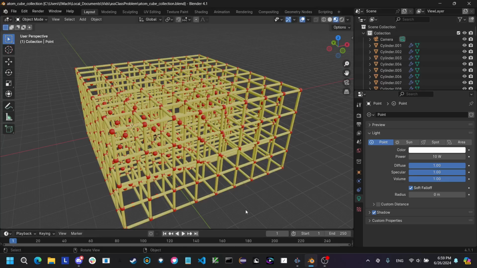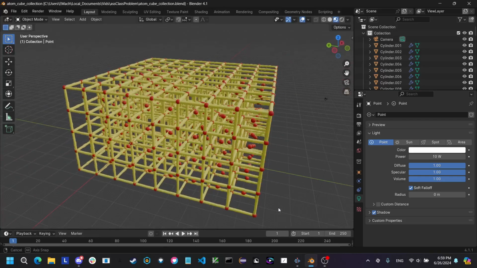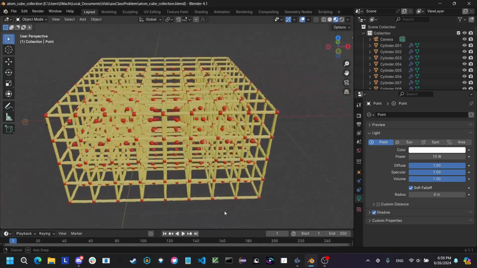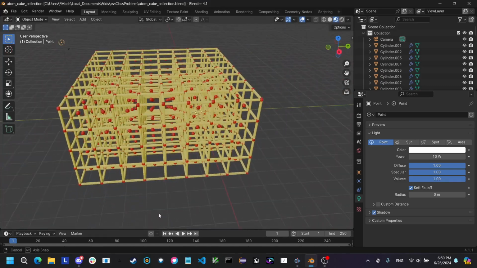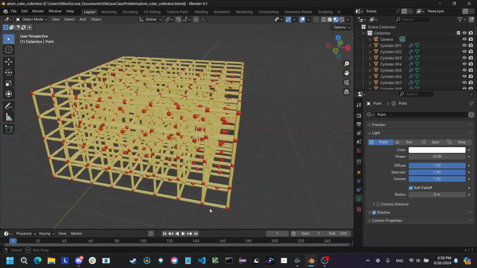Yeah, if you want to read that, you can go back and pause, but I'm just going to explain in my own words. Basically, imagine you have a bunch of cubes arranged in a structure like this. This is what a crystalline structure of atoms might look like.